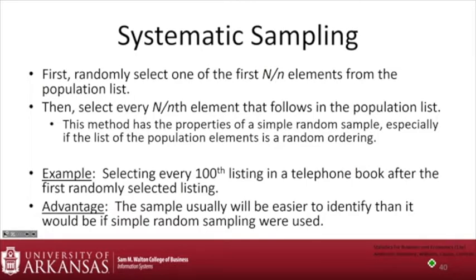Here's my list, and I'm just going to pick, or if I wanted to pick people, you're walking through the door. Every 5th person that walks through the door is part of my sample. You're assuming that that is a random distribution. Easy to use, but you can run into issues if you think about it from a phone book perspective.